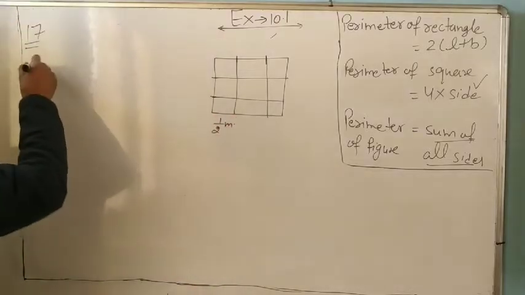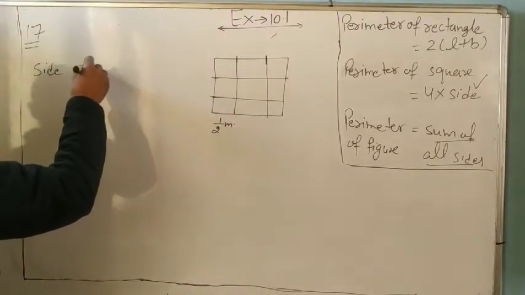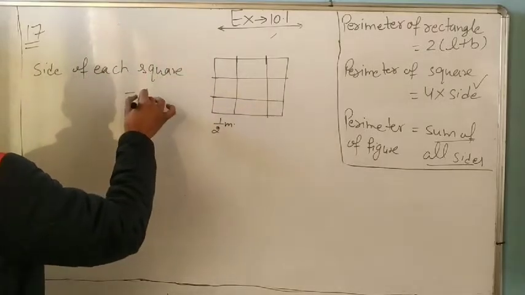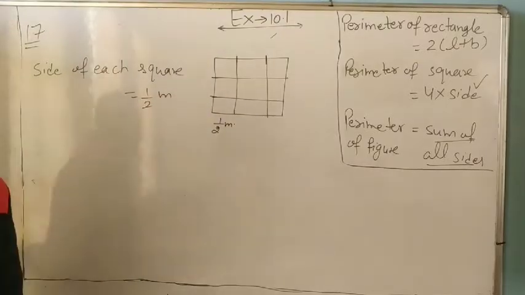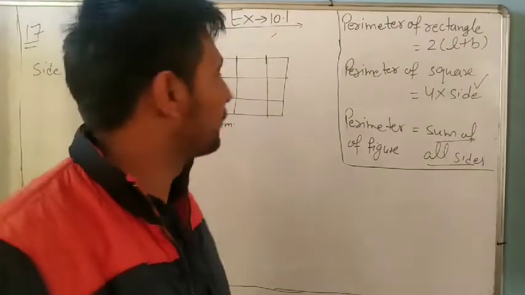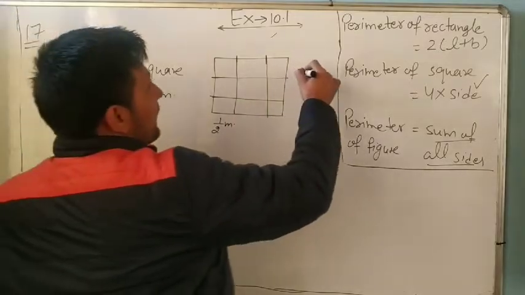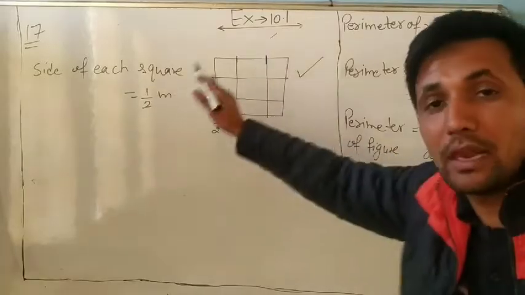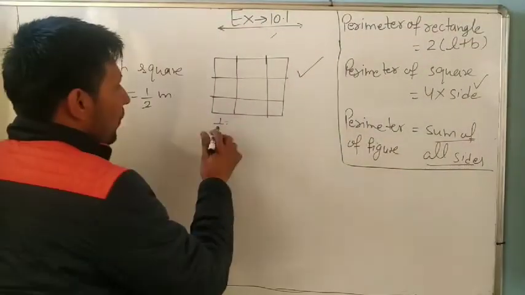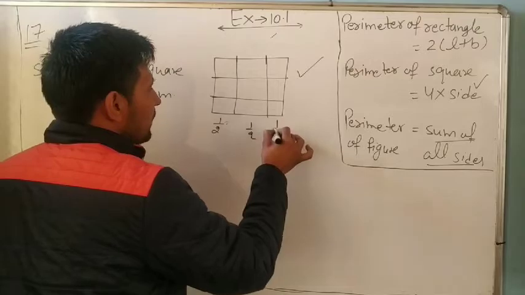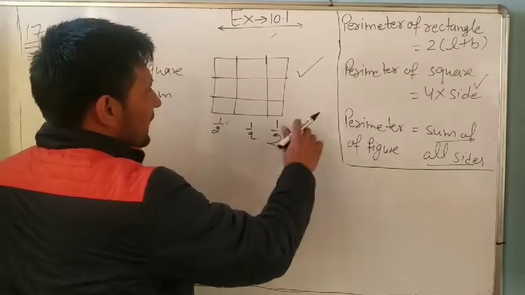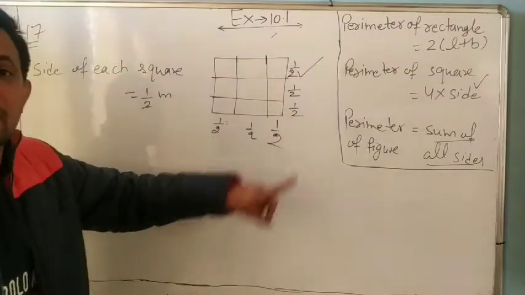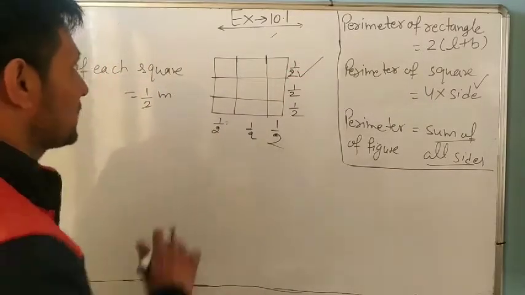So write, side of each square. How much? 1 by 2, half meter. Next, what is the perimeter of this arrangement? We have to find the perimeter of this arrangement. How will you find it? Perimeter means the total length of the outer boundary. You know 1 by 2, it is also 1 by 2, 1 by 2. What is the total length? It is 1 by 2, 1 by 2, 1 by 2, because there are 9 squares. Understand or not?